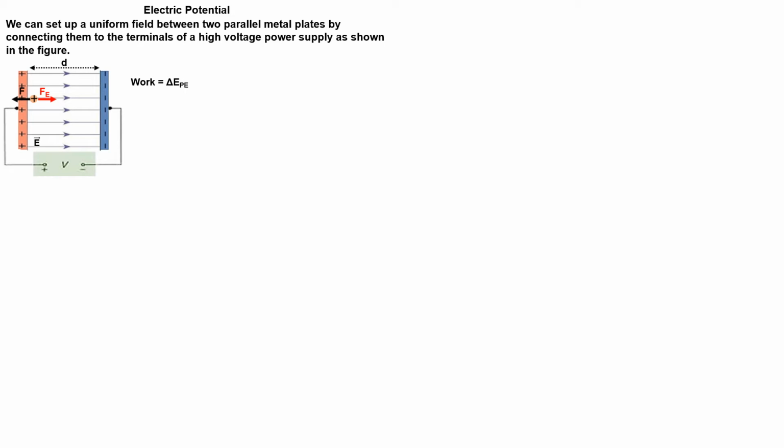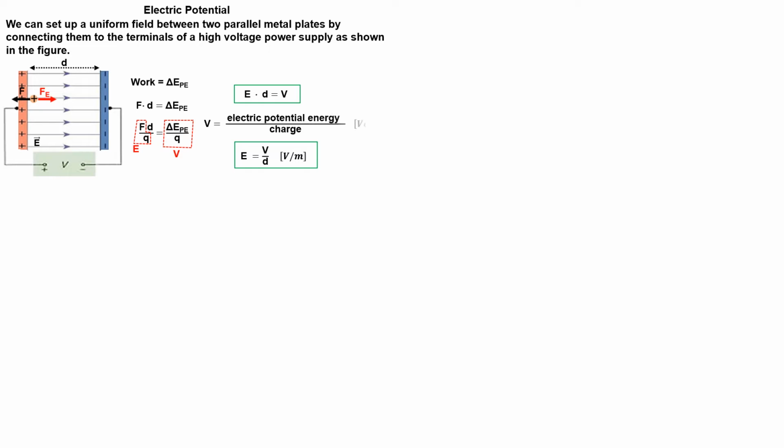Recall that work is force times displacement. We now divide both sides by charge q. The ratio of force to charge on the left is the electric field. The ratio of energy to charge on the right has a special name, electric potential difference. Electric potential difference is commonly referred to as just potential difference or voltage. By definition, the potential difference between the plates is the electric energy stored per coulomb of charge.